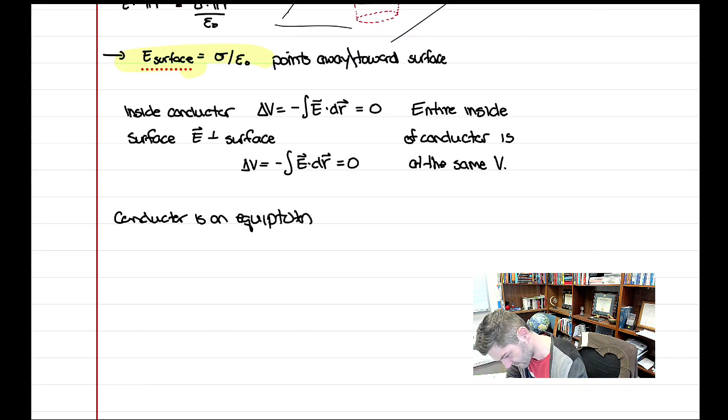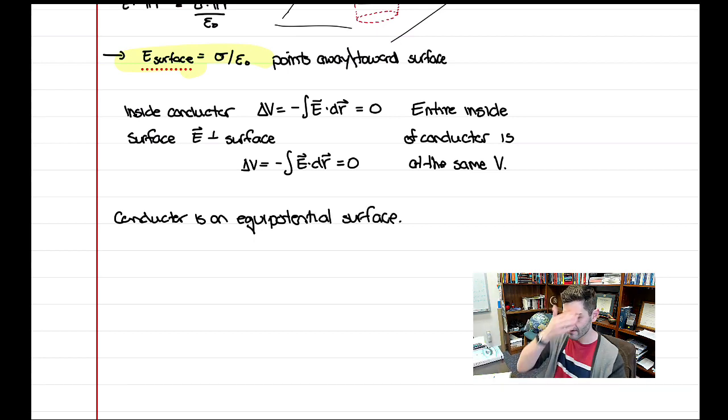Conductor is an equipotential surface. No matter where you are on the conductor, you could be on the surface, you could be inside the conductor, the entire thing is at the same potential value. There's no delta V no matter where you start and where you end on a conductor. And again, the idea of grounding is to assure that the V, if you want to associate a value of potential for the conductor, is the same everywhere.